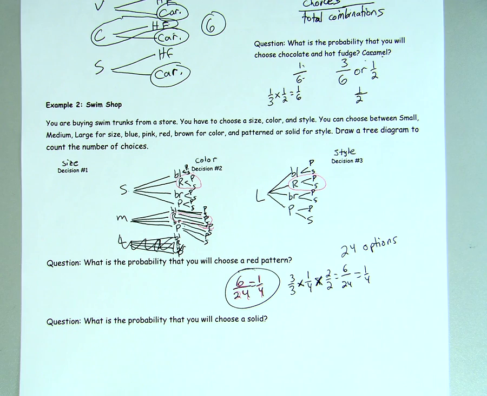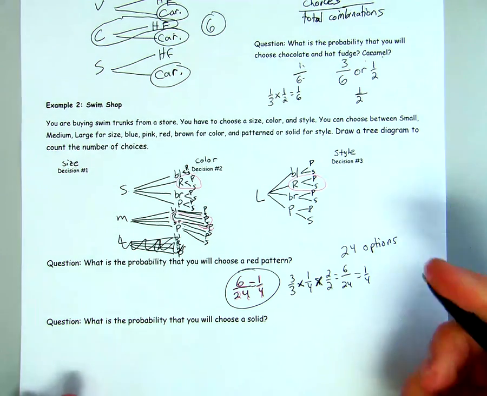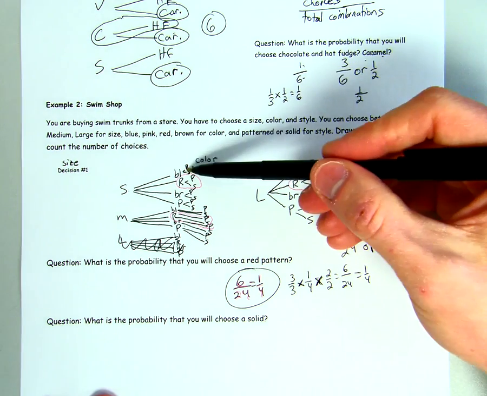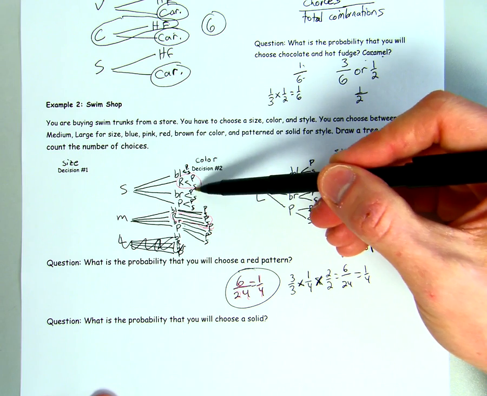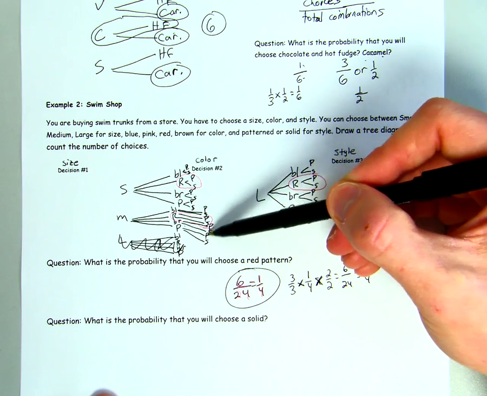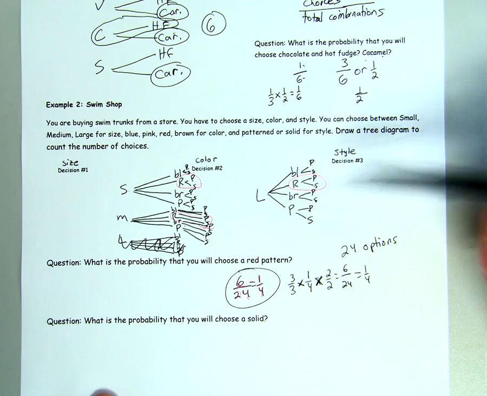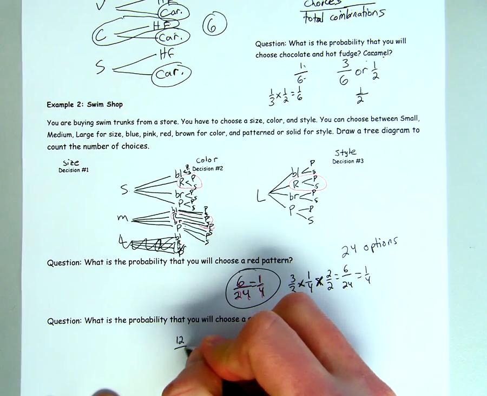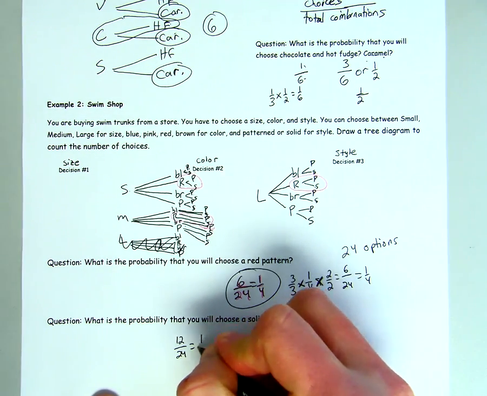And then what is the probability you would choose a solid? Two ways to go ahead and think about this: I can go ahead over here and count up all my solids. 1, 2, 3, 4, 5, 6, 7, 8, 9, 10, 11, 12. This would be 12 out of 24, which would be half.